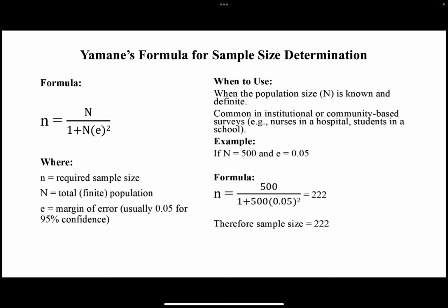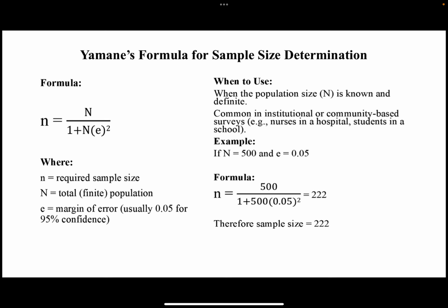But you consider YAMANE formula when the population size is known, when you know the population size, or you can easily get access to the population size. Now, let's look at a last example. Pregnant women attending a specific clinic. It could be antenatal clinic or postnatal clinic. In such a situation, you are likely to get the population size, so you can consider using the YAMANE formula. So the condition is that we use YAMANE'S formula when the population size is known.